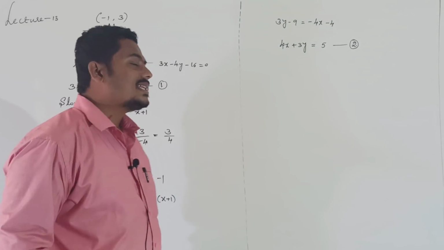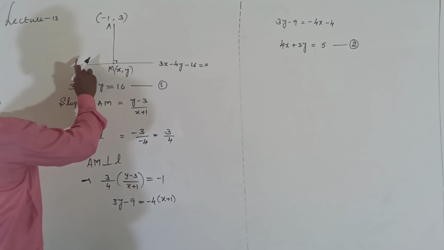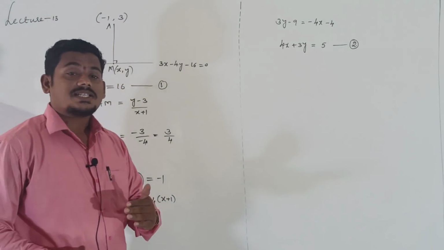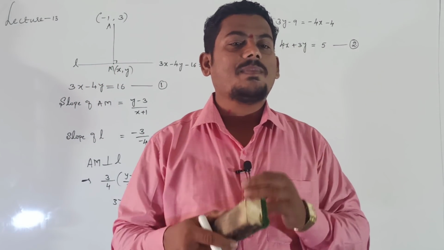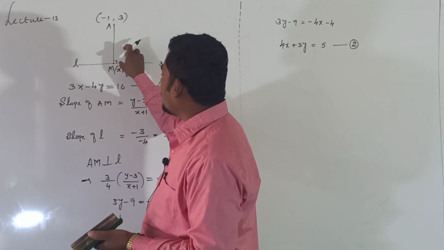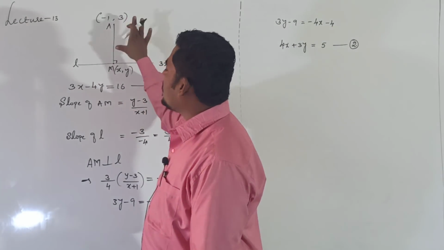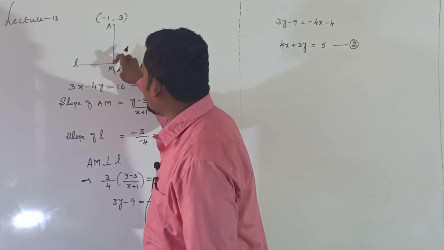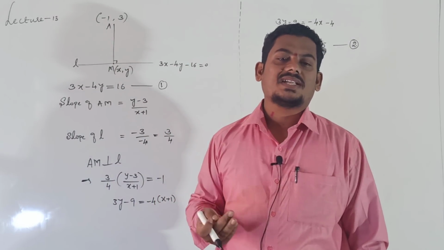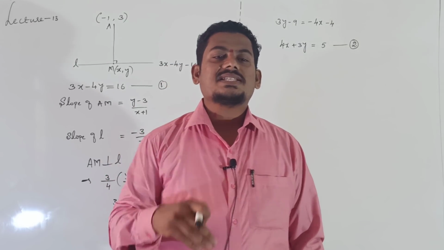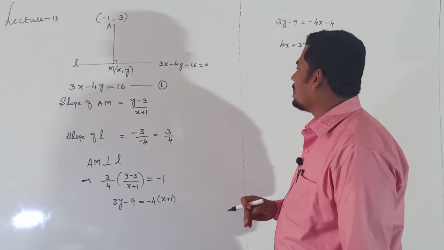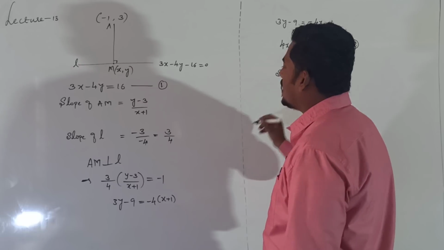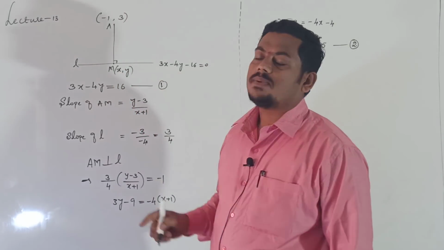The foot of the perpendicular is nothing but the point of intersection of line AM and line L. Point of intersection means the meeting point of the given two lines. These two lines meet at this point. Clearly AM is one straight line and the given line is another straight line. How to find the point of intersection? If you solve the two equations, then you get the point of intersection, right? Now let x comma y be the foot of the perpendicular.